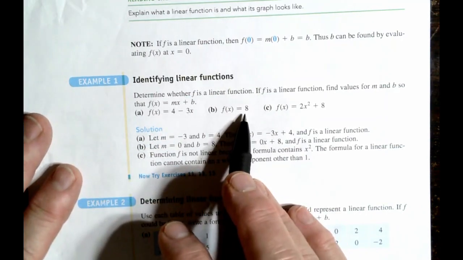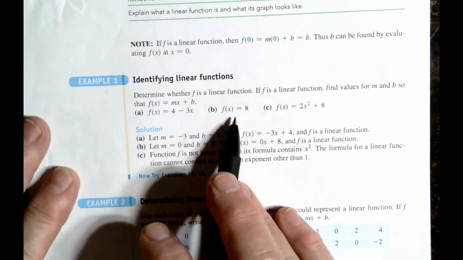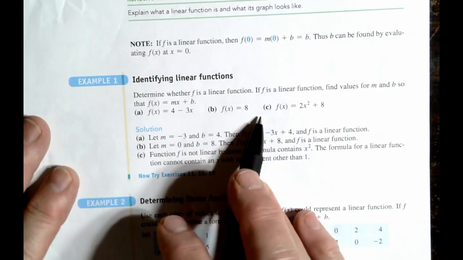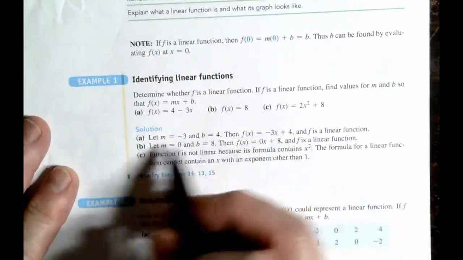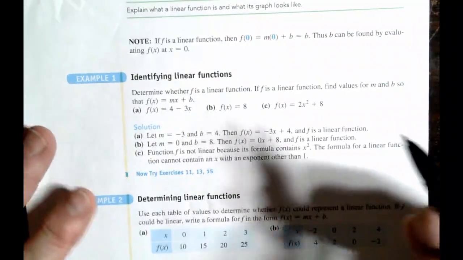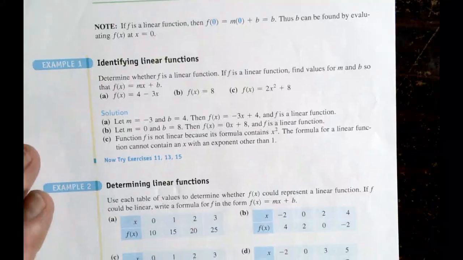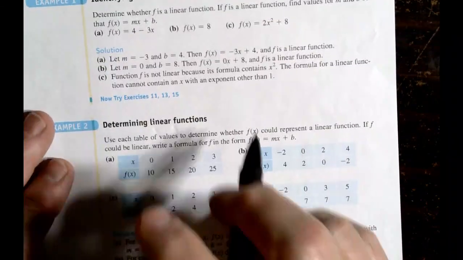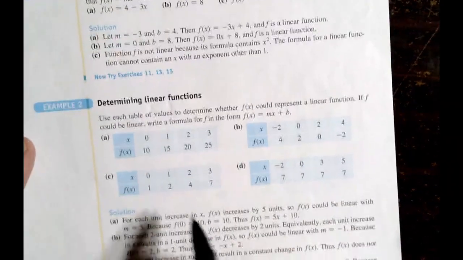And this one is just 8. Now it doesn't have a slope here or an x, but it is a function. It's a constant line. It's the line y equals 8. And so it just moves left or right at y equals 8. It's a boring function, but it is a linear function. And this one's x squared, so this one is not a linear function because x cannot be squared. x has to be the first power.